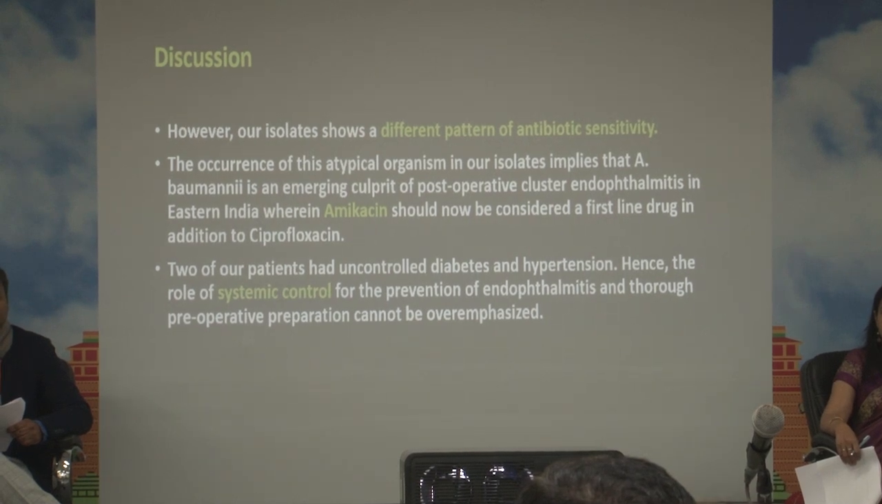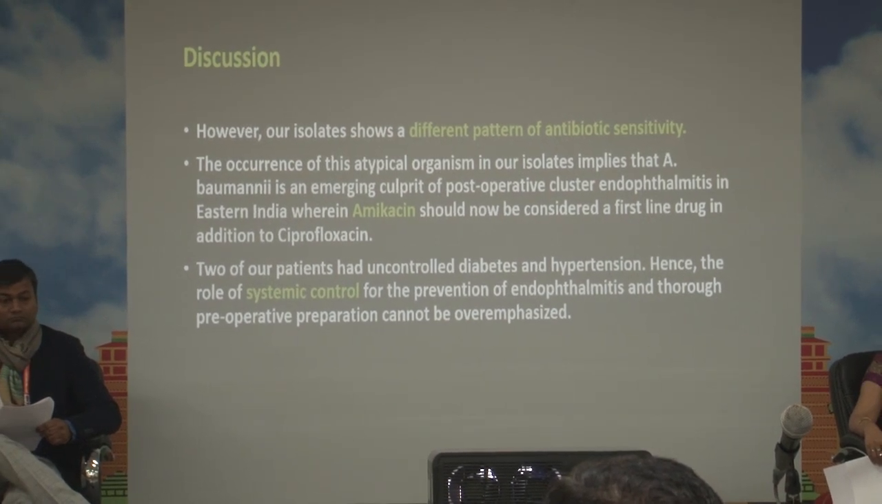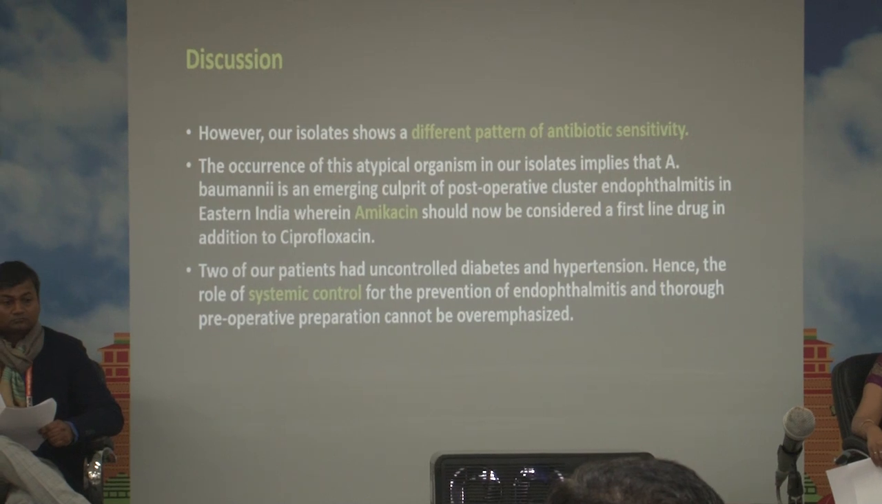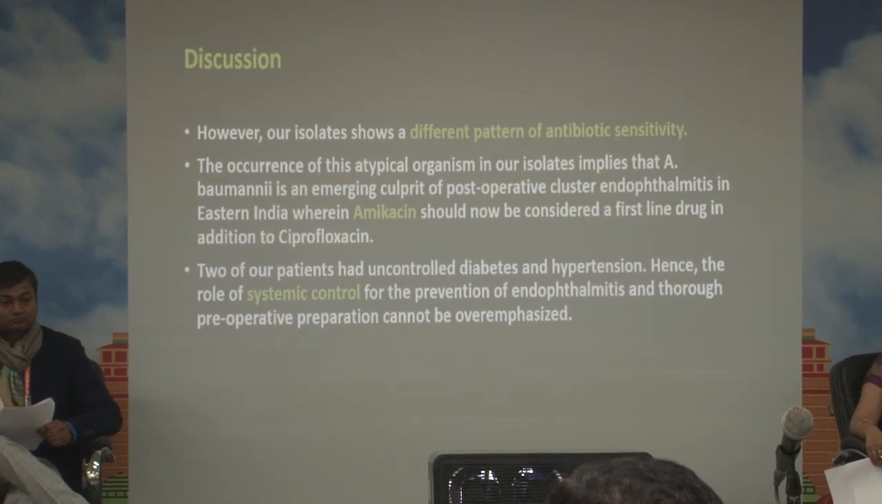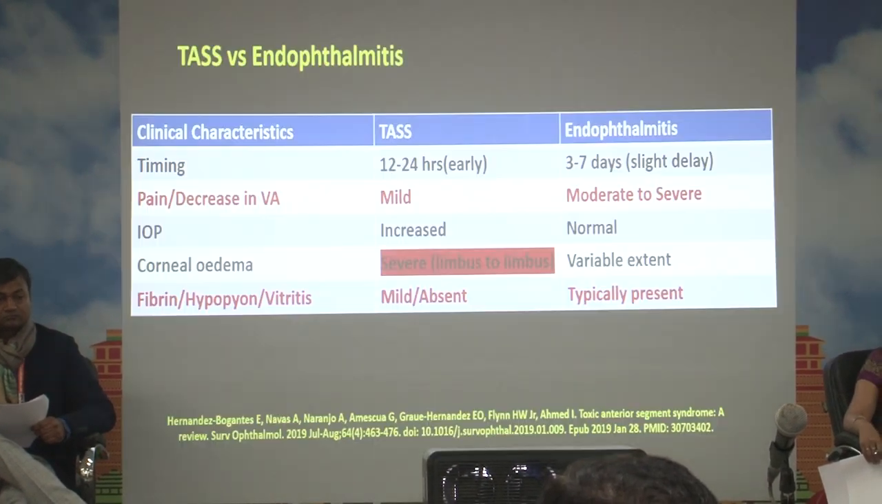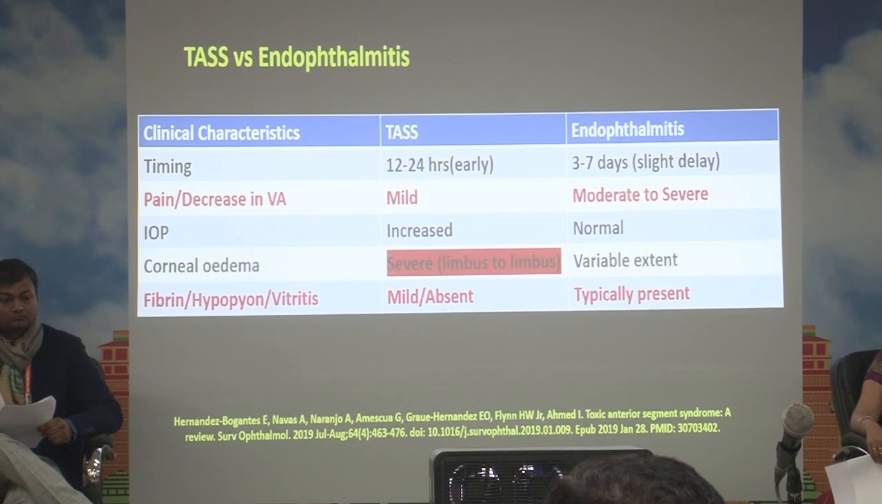Two of our patients had uncontrolled diabetes and hypertension, hence the role of systemic control for the prevention of endophthalmitis and thorough preoperative preparation cannot be overemphasized. Endophthalmitis should be differentiated from TASS also.